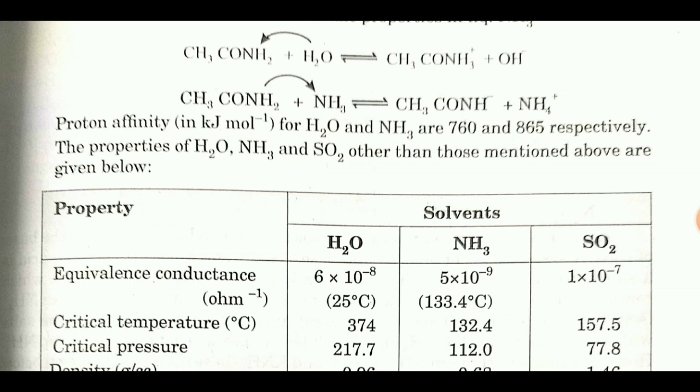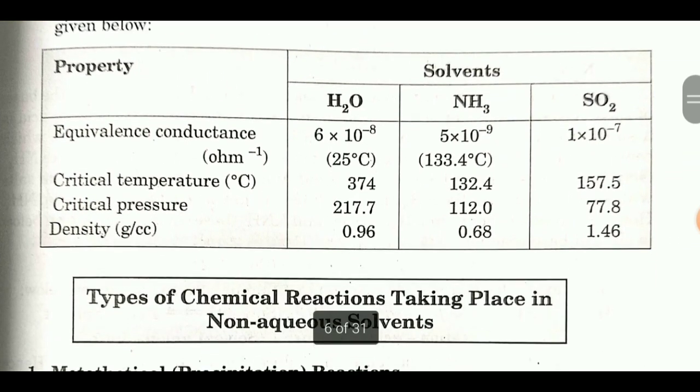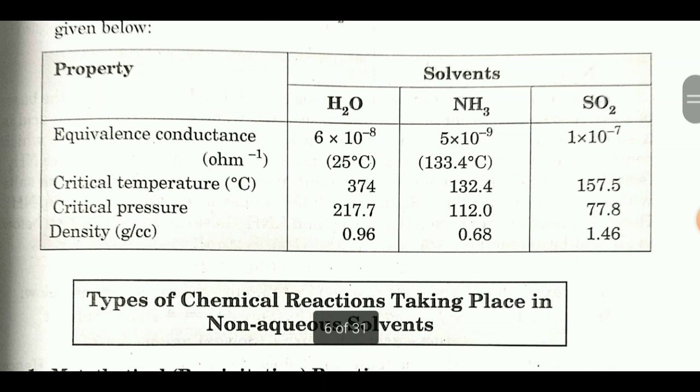The properties of H2O, NH3 and SO2 other than those mentioned are given below. Property: equivalent conductance in ohm inverse. For H2O, 6 × 10^-8 at 25 degrees Celsius. For NH3, 5 × 10^-9 at 133.4 degrees Celsius. For SO2, 1 × 10^-7. Critical temperature in degrees Celsius: for H2O, 374; for NH3, 132.4; for SO2, 157.5.